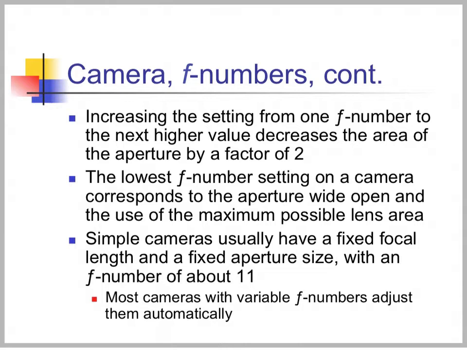So on a camera, increasing the setting from one f number to the next higher value decreases the area of the aperture by a factor of 2. The lowest f number setting on a camera corresponds to the aperture being wide open and uses the maximum possible lens area. Simple cameras usually have a fixed focal length and a fixed aperture size, so that it has an f number about 11. So most cameras that have variable f numbers adjust them automatically.